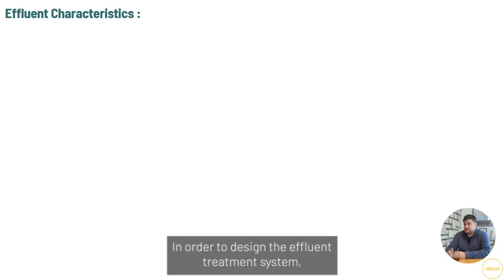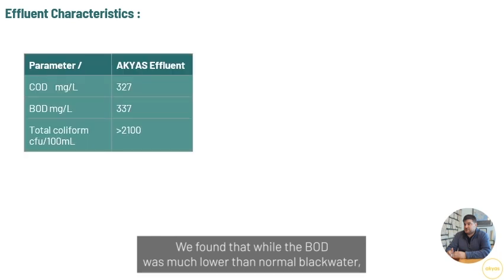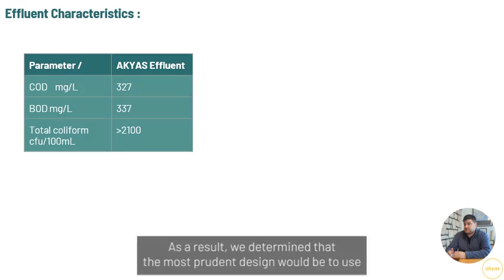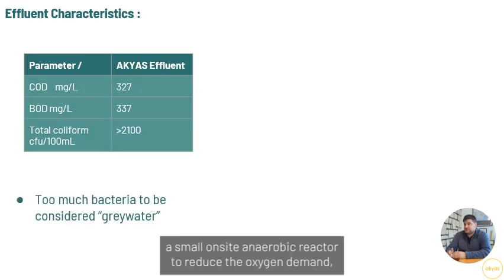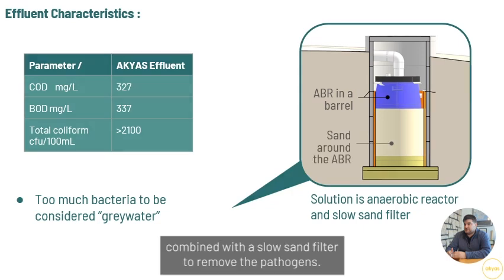In order to design the effluent treatment system, we first needed to determine the composition of the effluent leaving the EDU. We found that while the BOD was much lower than normal black water, the bacterial contamination was higher than would be considered safe. As a result, we determined that the most prudent design would be to use a small on-site anaerobic reactor to reduce the oxygen demand, combined with a slow sand filter to remove the pathogens.